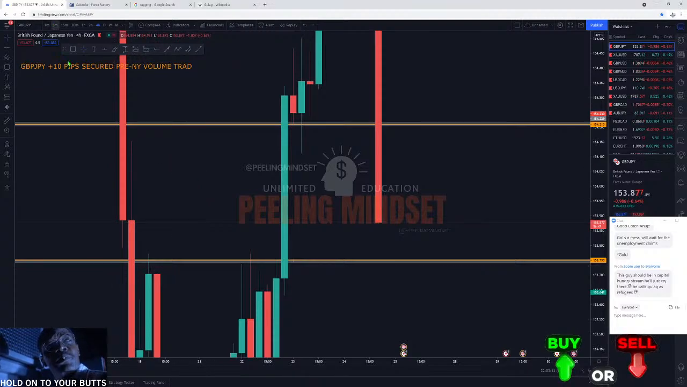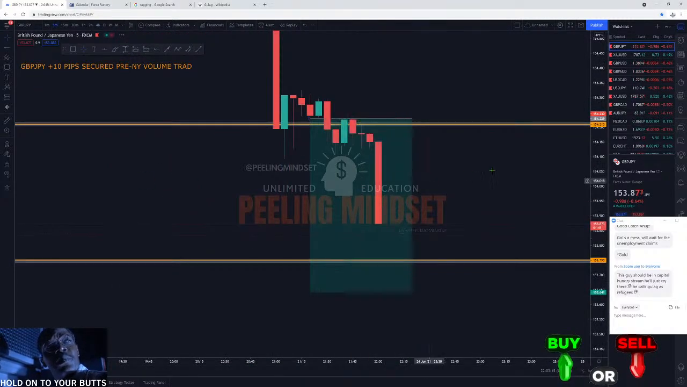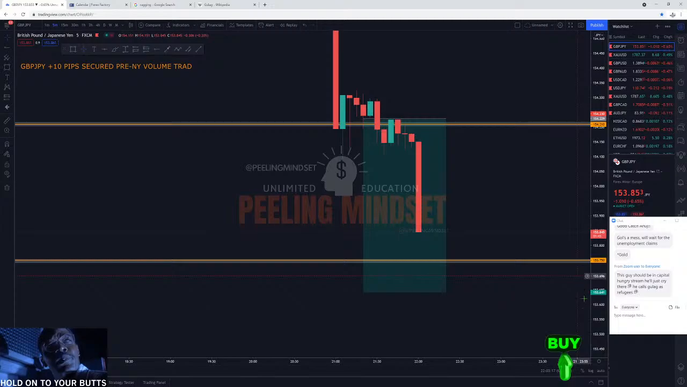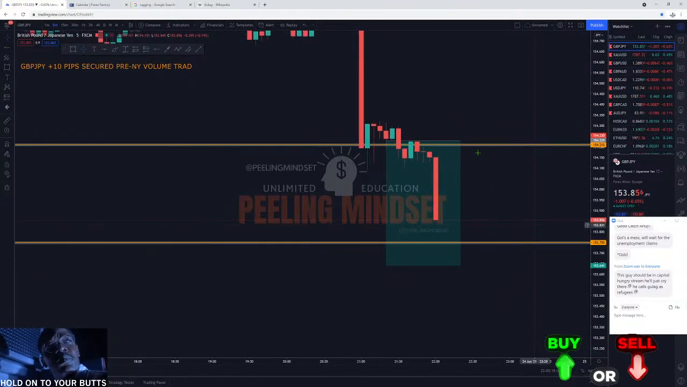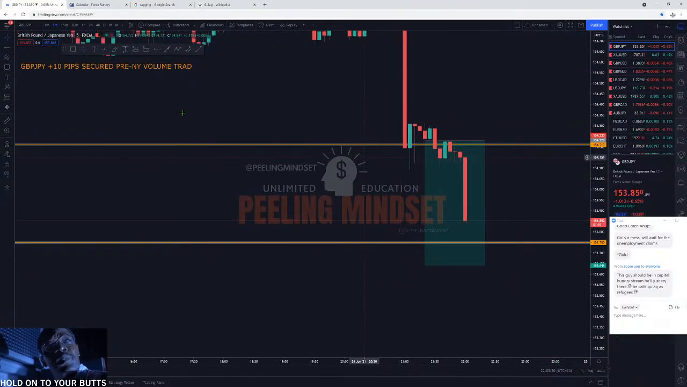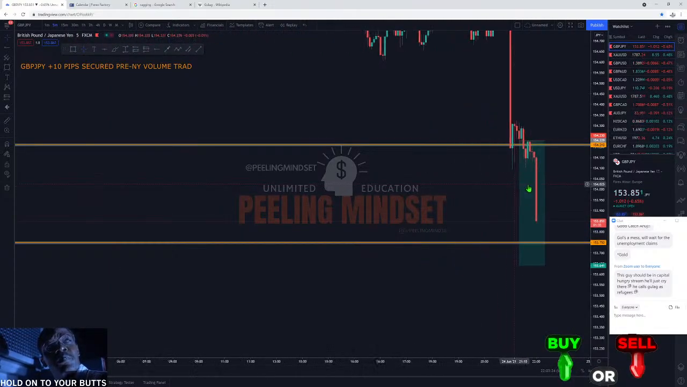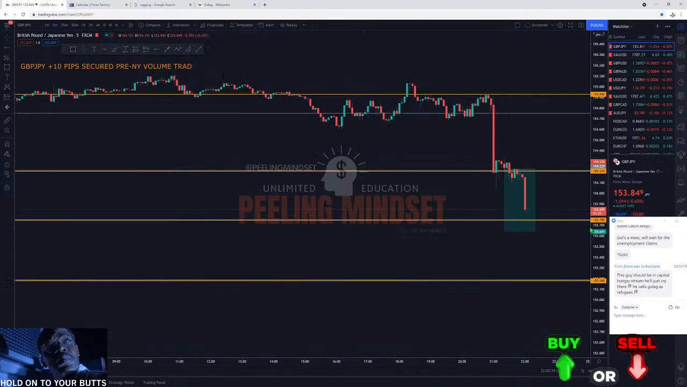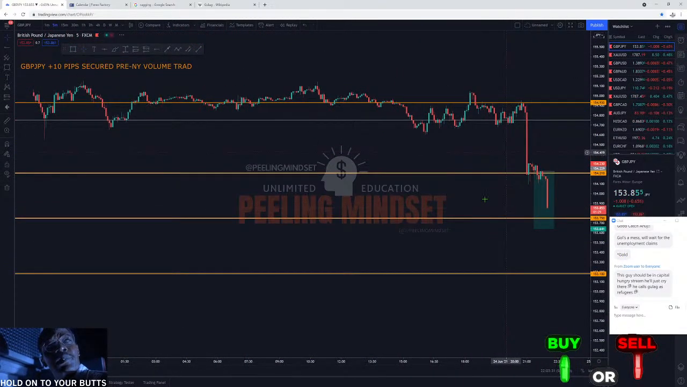Yeah, man, pound yen just moved down. So my initial sells, my first position, was absolutely valid. When I look into it, I secured 10 pips, obviously, and the market is moving down pretty crazy. So it looks like the news only allowed for investors to be attracted into pound yen.